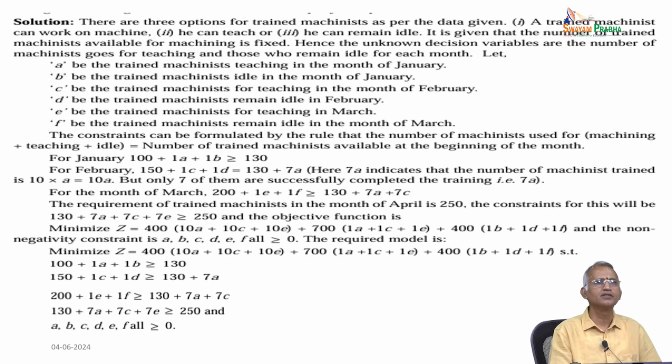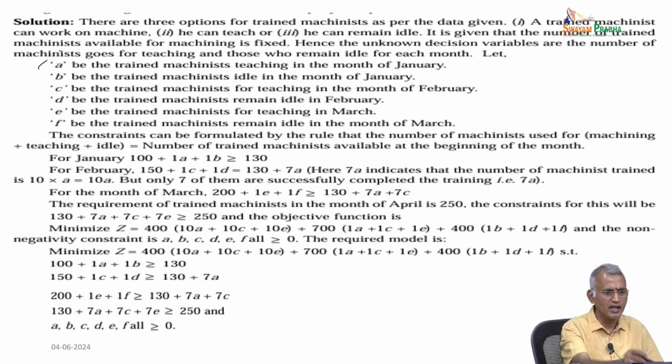So, the solution: there are 3 options for trained machinists as per the data. Number 1, a trained machinist can work on a machine. Number 2, he can teach. Number 3, he can remain idle. It is given that the number of trained machinists available for machines is fixed. Hence, the unknown decision variables are the number of machinists who go for teaching and those who remain idle for each month.